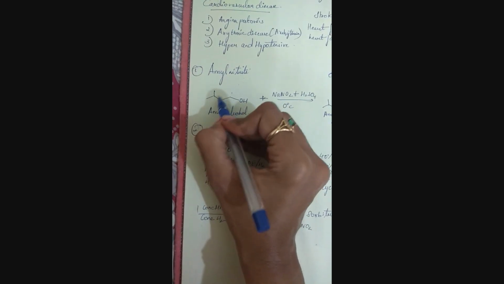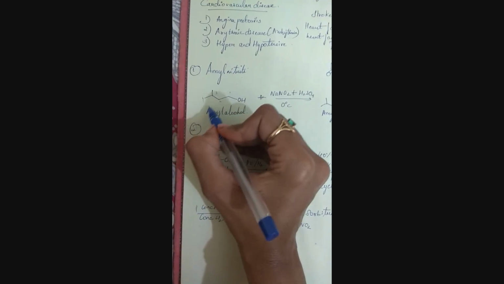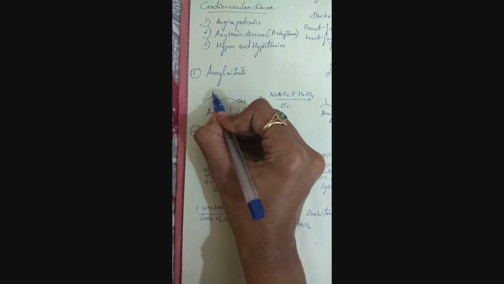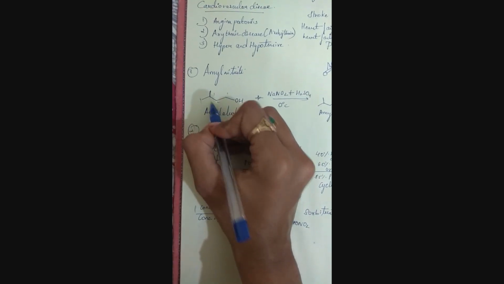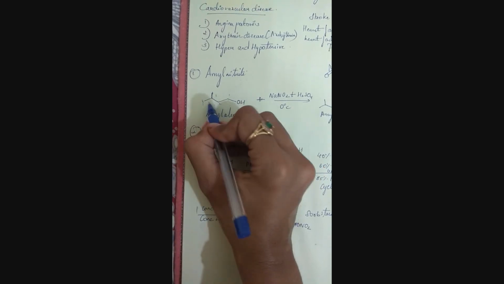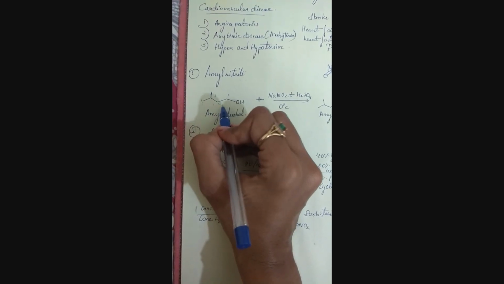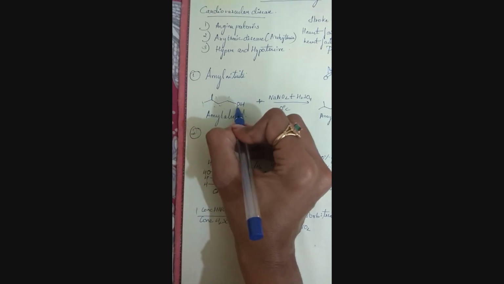So the starting material is amyl alcohol, or you can give an IUPAC nomenclature as the functional group gets 1, 2, 3, 4. So on the third position there's a methyl group, so you can call it 3-methyl. It's a 4 carbon chain, so it's a butane. So 3-methyl butanol, because of OH, butanol.